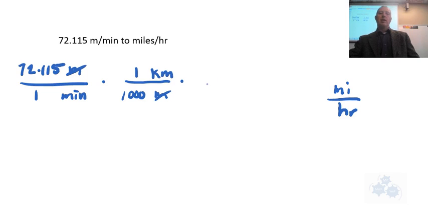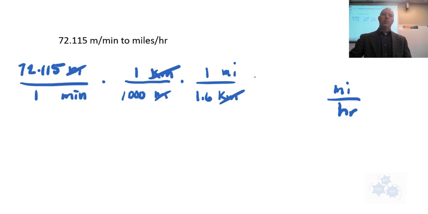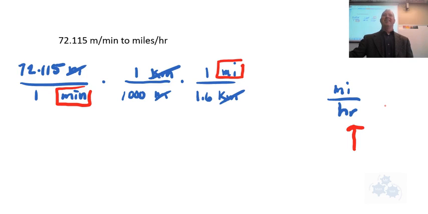So let's keep going. Now, do we know the conversion between kilometers and miles? I think we do. That would be about 1.6? We'll just round to 1.6 kilometers in 1 mile. Okay, so now look at what we have. The meters are now converted to miles. You see that? If I were to stop right now, I would have miles per minute. Is that what I want? No. So we have to keep multiplying to get rid of the minutes.